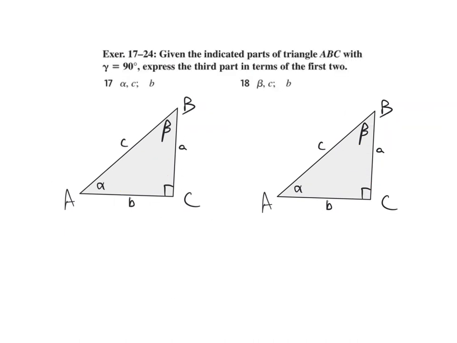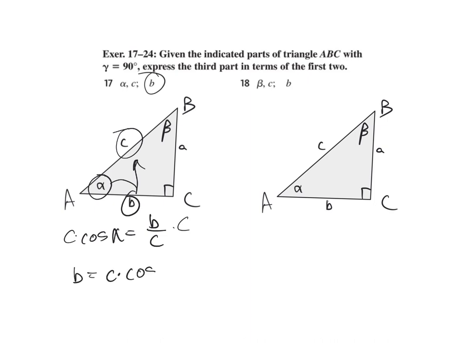Moving on to number 17. Given the indicated parts of triangle ABC, 90 degree angle, express the third part in terms of the first two. So we want to solve for B, and we're going to use alpha and C, the hypotenuse. So those three pieces would be the adjacent leg and hypotenuse. So that's the cosine of alpha is equal to the adjacent leg over hypotenuse. So what we're doing is solving for B. That's what that means. All right, so if we solve for B, we multiply it times C. So B is equal to C times the cosine of alpha.